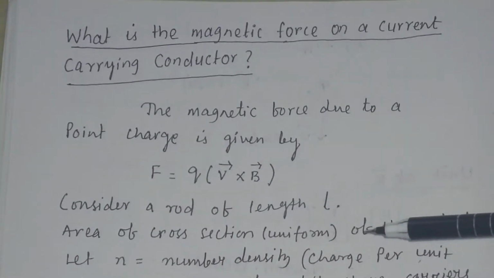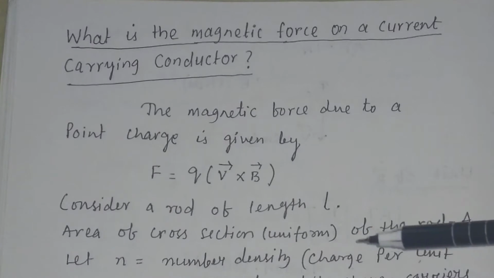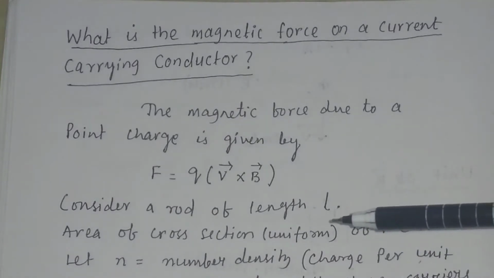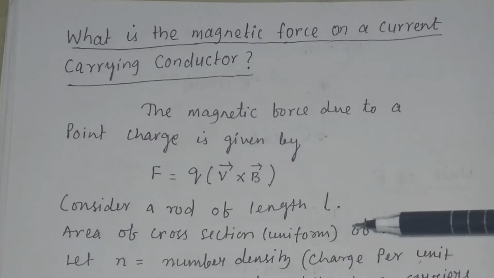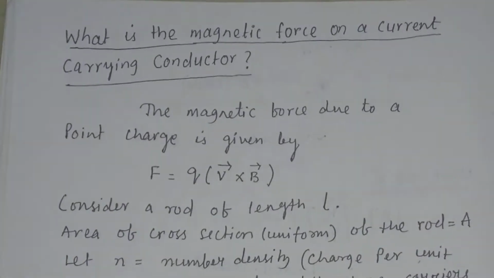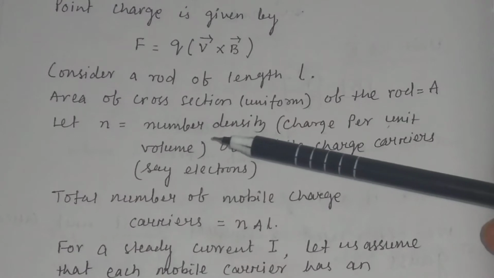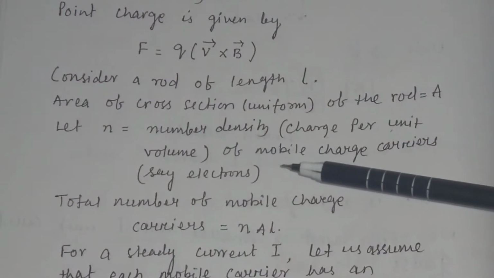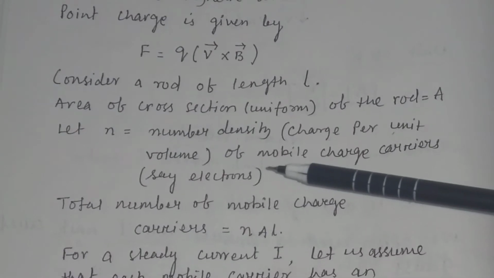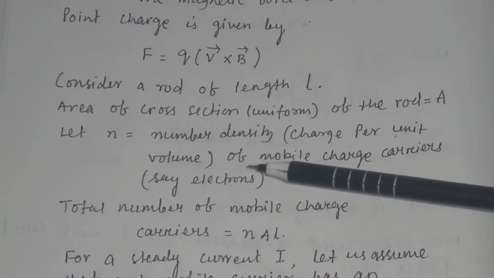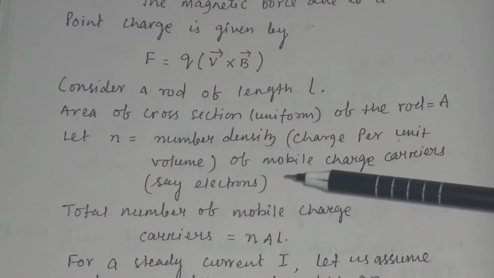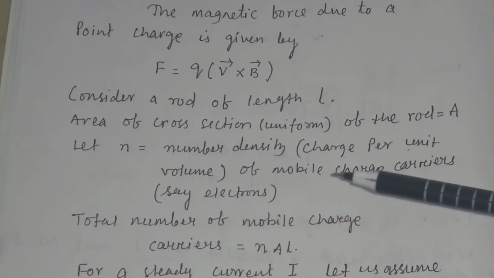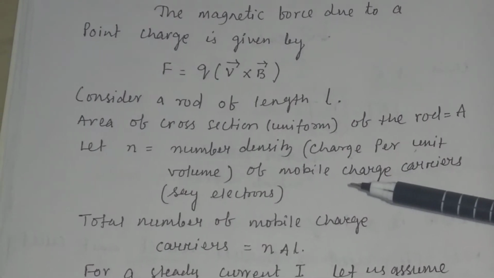Consider a rod of length L. Area of cross section of the rod is equal to A. Here you have to take uniform area of cross section. Suppose n is the number density of the mobile charge carriers, and suppose we take the electrons as the mobile charge carriers. Number density means the charge carriers per unit volume.